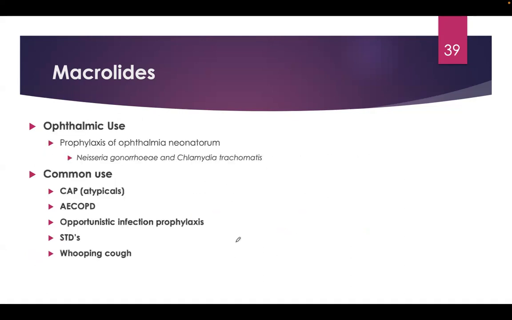It's not really a class effect. But for ophthalmic use, we will give erythromycin for prophylaxis of ophthalmia neonatorum, that is to prevent Neisseria gonorrhoeae and Chlamydia trachomatis. That is the number 1 leading cause of blindness in newborns in some places. So I think it's a state law. Every baby that's born will get erythromycin or some type of macrolide eye ointment placed on their eye. That's every baby, every time.